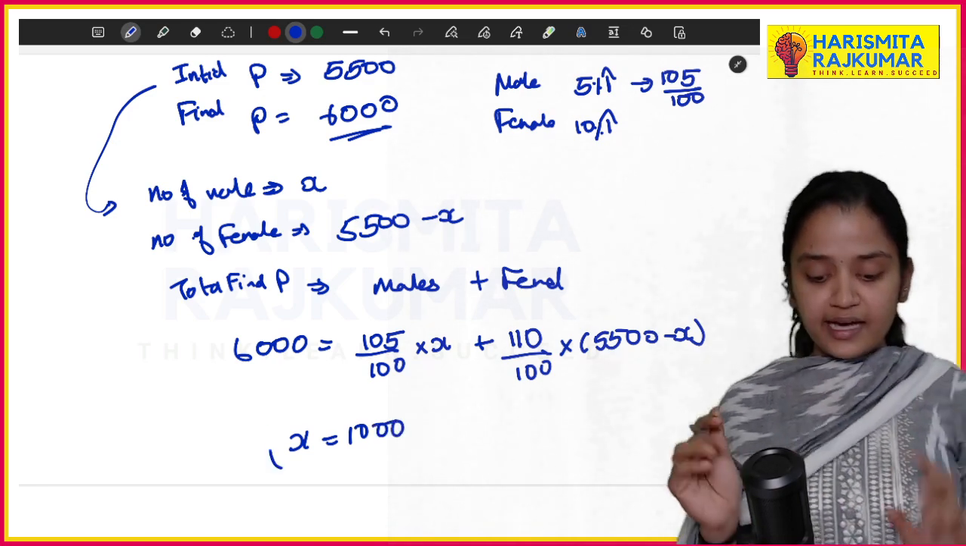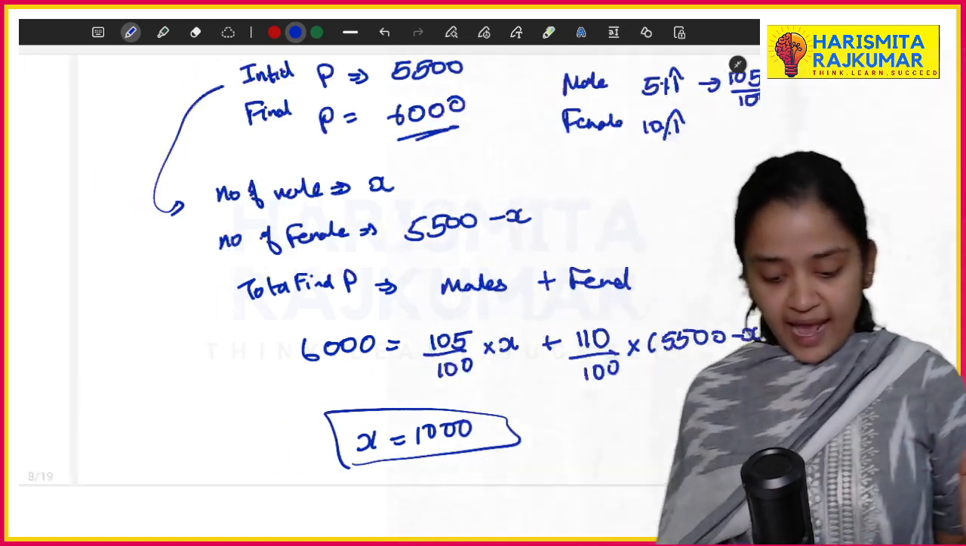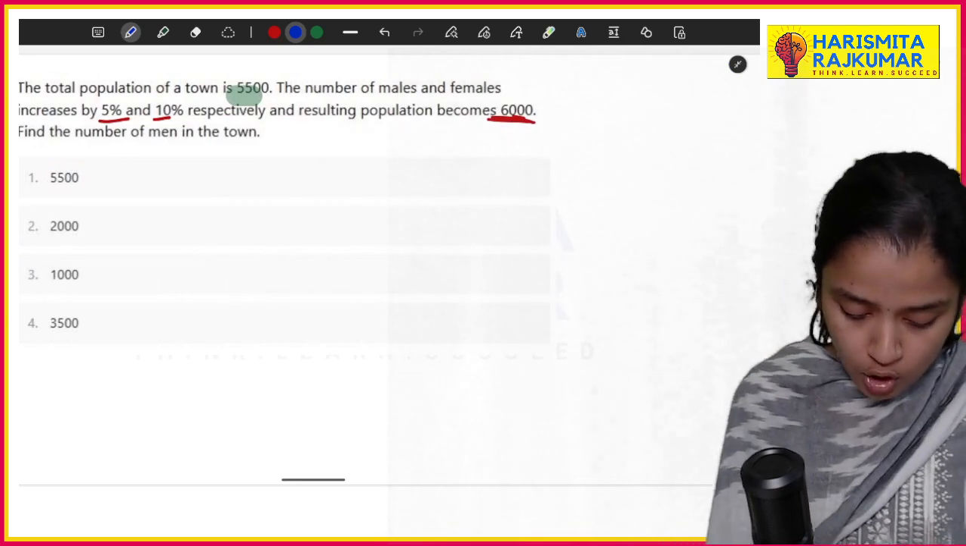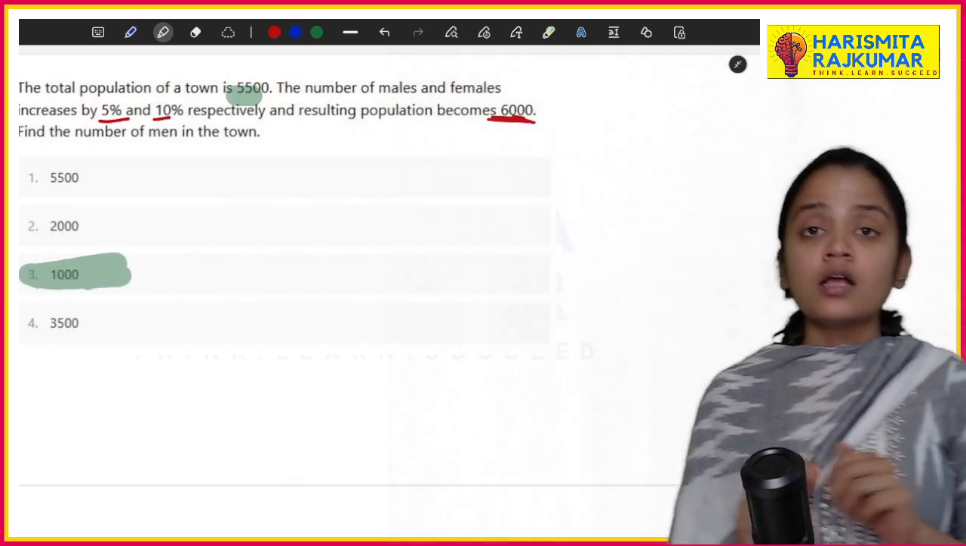So what did I assume my x to be? My x is male here. So the number of males will be 1000.